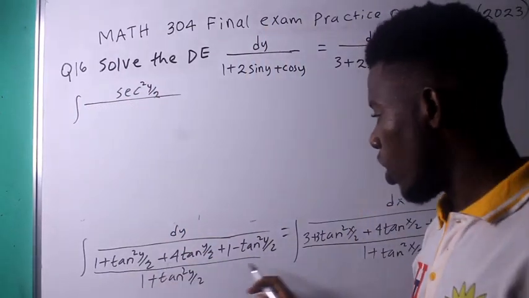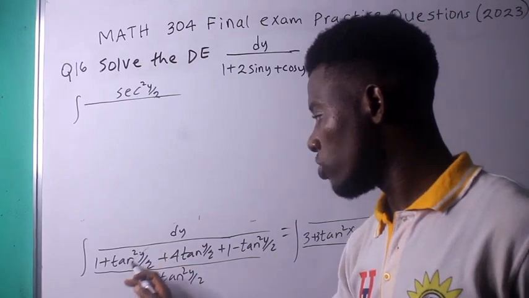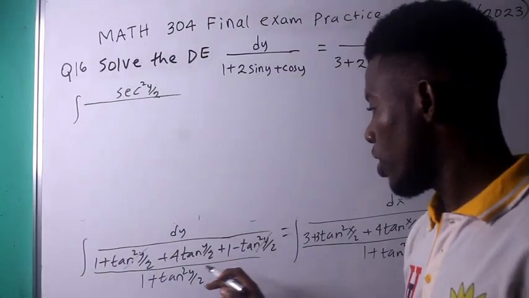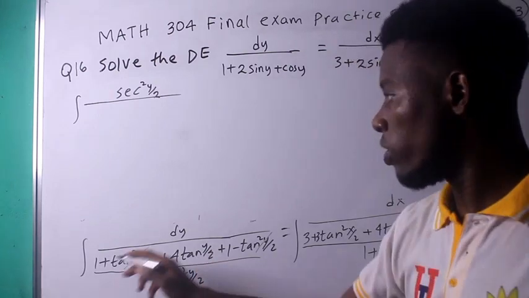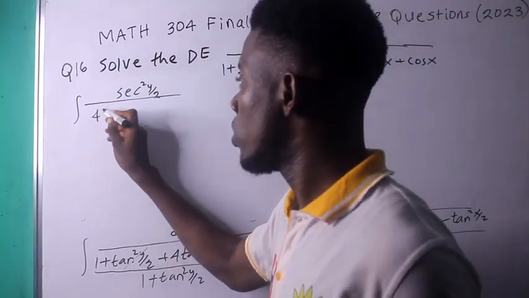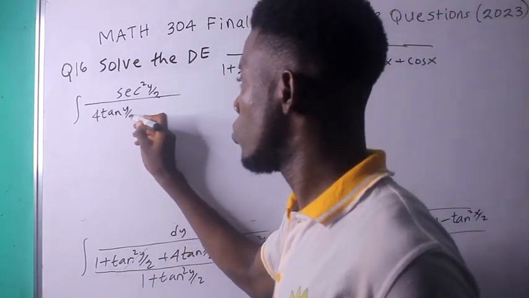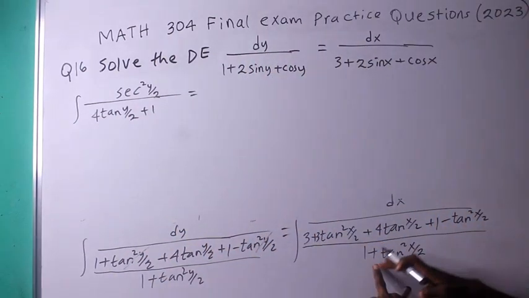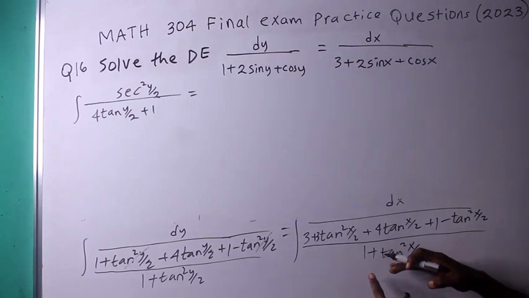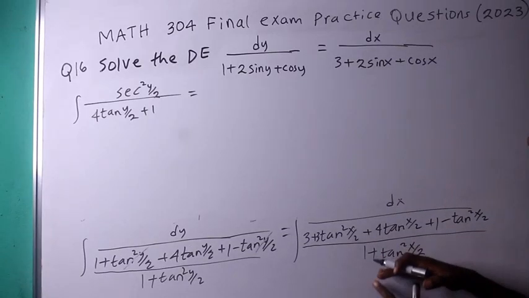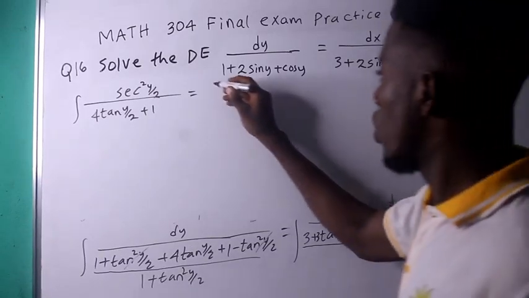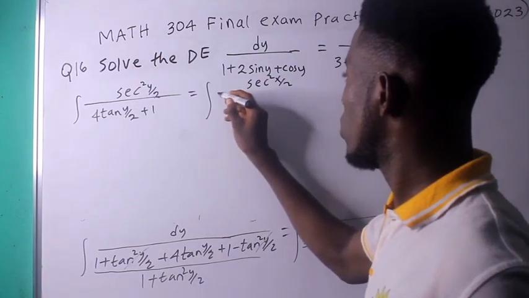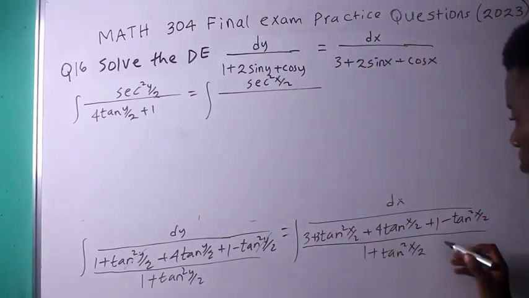So if I do that, what I observe is that tangent square y over 2 will cancel out tangent square y over 2 right here. Then I'm going to have 4 tangent y over 2 plus 1. So it's 4 tangent y over 2 plus 1 equals 1 plus tangent square x over 2, which is actually secant square x over 2. And if this goes in the numerator, it becomes the integral of secant square x over 2, all divided by, I can simplify here.